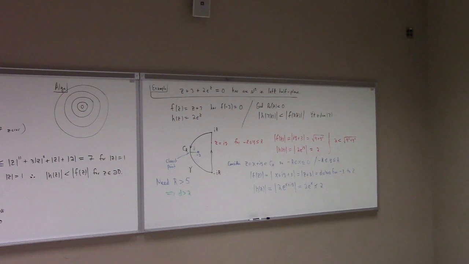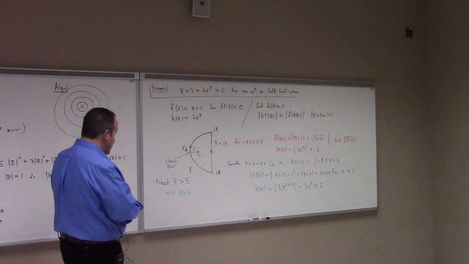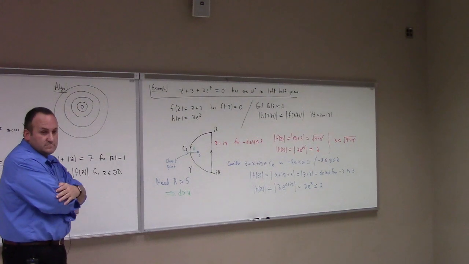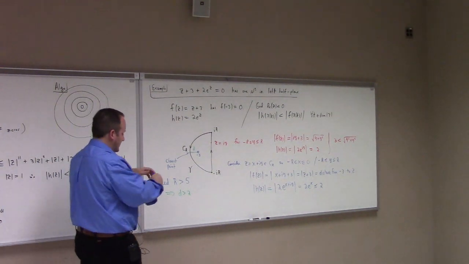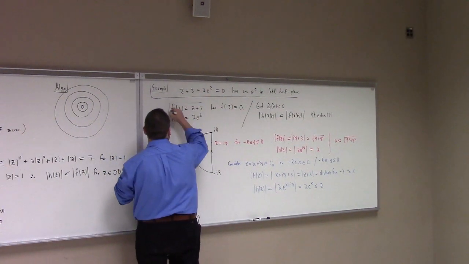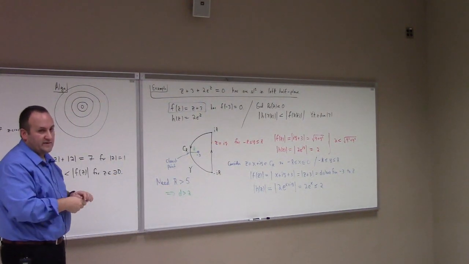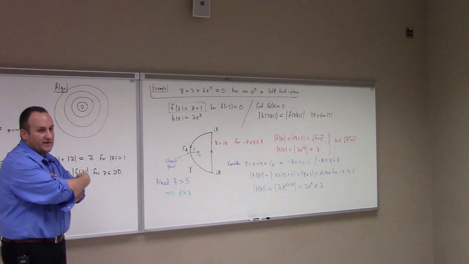What if r is less than 5? If it's less than 5, then I can't apply Rouche's theorem, because we haven't met the conditions for Rouche's theorem for f and h. So how do you know there's only one solution then? Because this has just one zero in the left half plane, and Rouche's theorem applies to it when r is greater than 5.